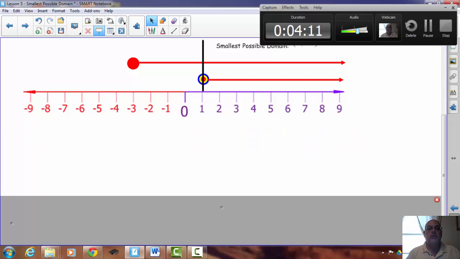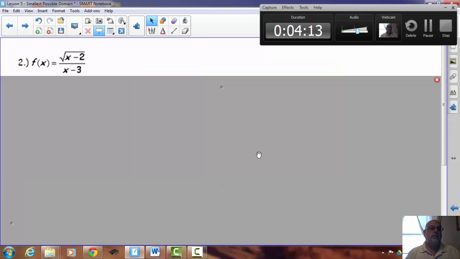So let's look at another example. F of x is equal to the square root of x minus 2 over simply x minus 3.